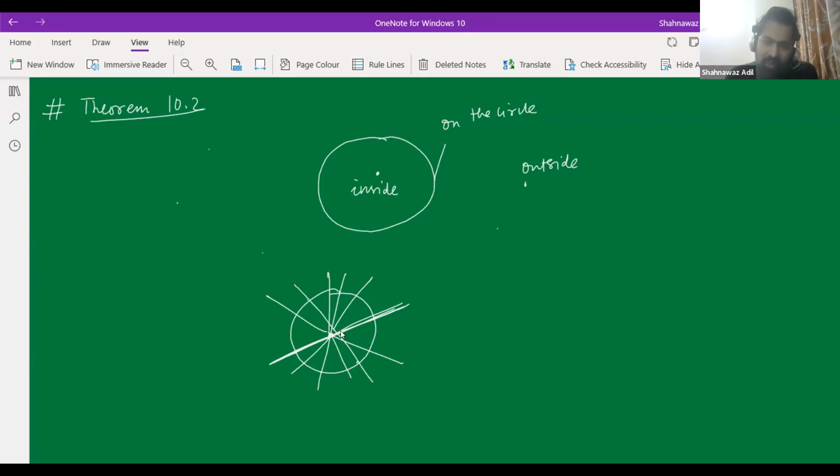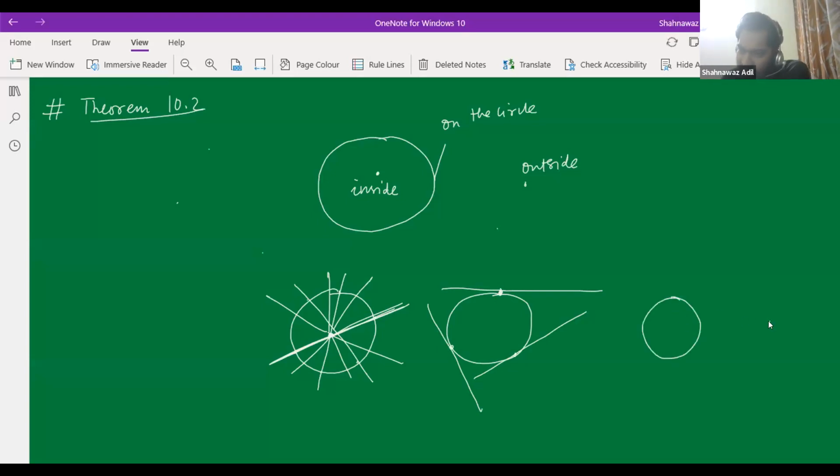So from inside there would be zero tangent. Now if I pick a point on this circle, I can always draw one tangent. Let's say if I pick this point, I can draw one tangent. If I pick this point, I can draw one tangent. So a point on this circle, I can always draw one tangent. Is it clear? Yes.